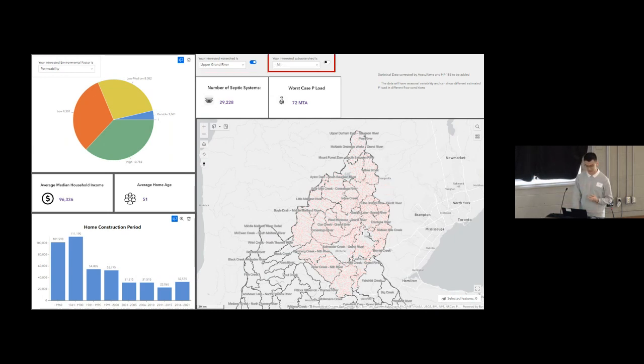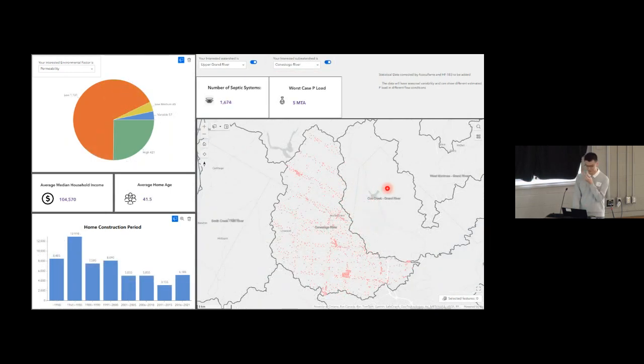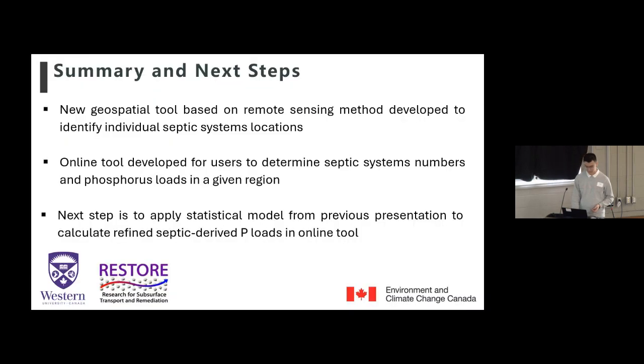We also have the filter for the quaternary watershed. For example, we are in Waterloo, and our closest watershed is the Conestoga River watershed. Here are the septic systems inside the Conestoga watershed. To summarize, the new geospatial tool is based on a remote sensing method and was developed to identify individual septic system locations. The online tool is developed for users to determine septic system numbers and the phosphorus load in a given region. My next step is to apply the statistical model from previous presentations to calculate the refined septic-derived phosphorus load in the online tool.